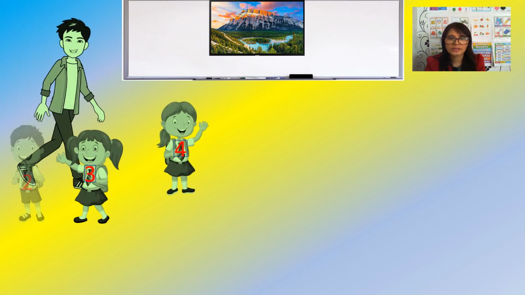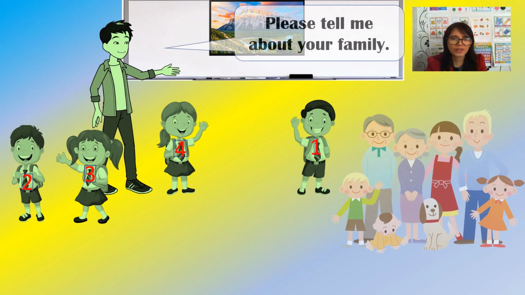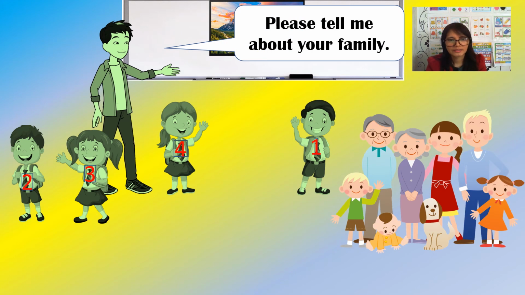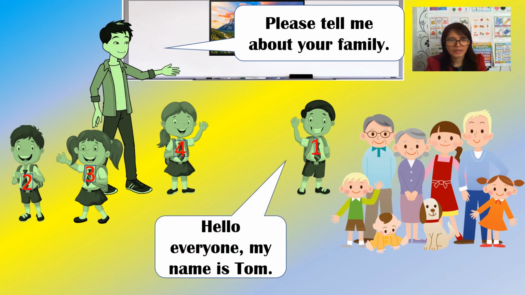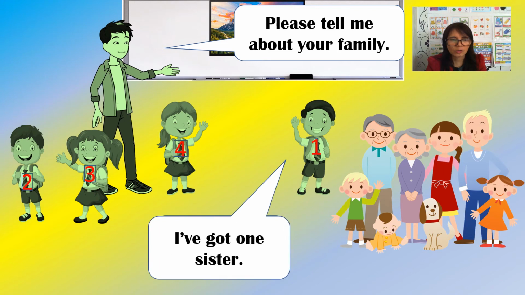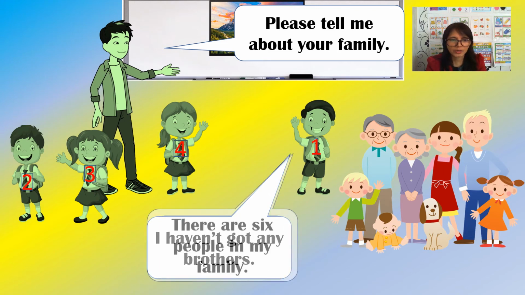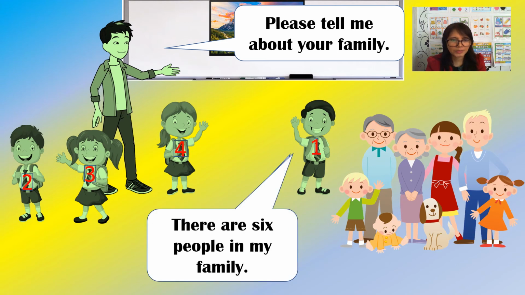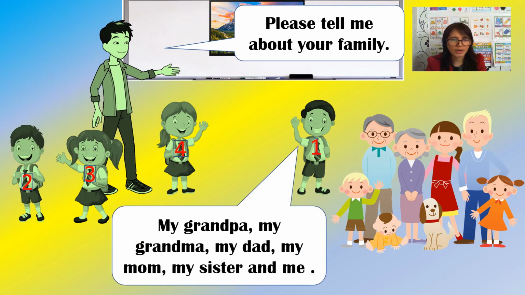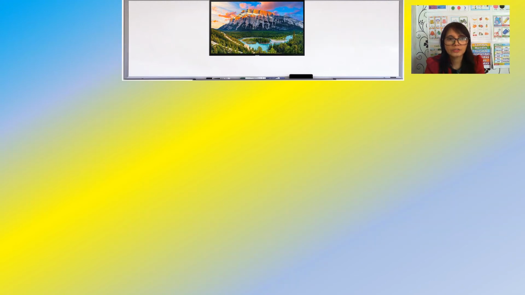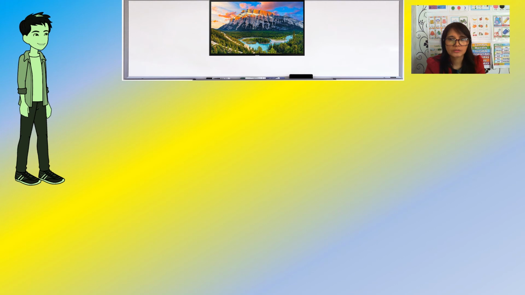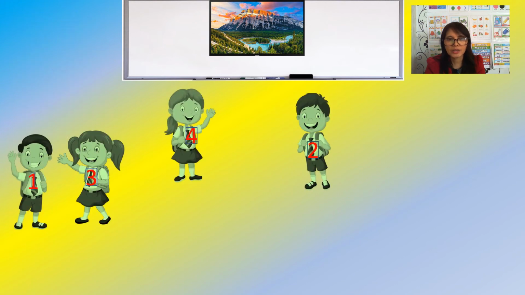Number one, please tell me about your family. Hello everyone, my name is Tom. I've got one sister. I haven't got any brothers. There are six people in my family. My grandpa, my grandma, my dad, my mom, my sister, and me. Very good. Student number two, please tell me about your family.